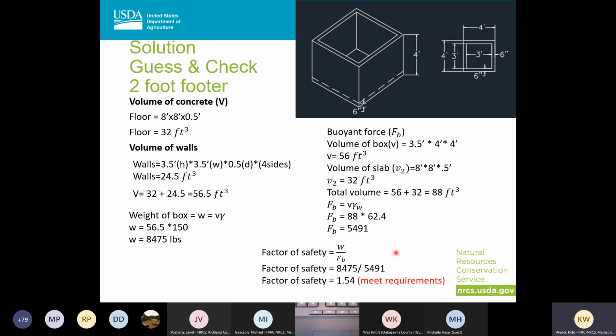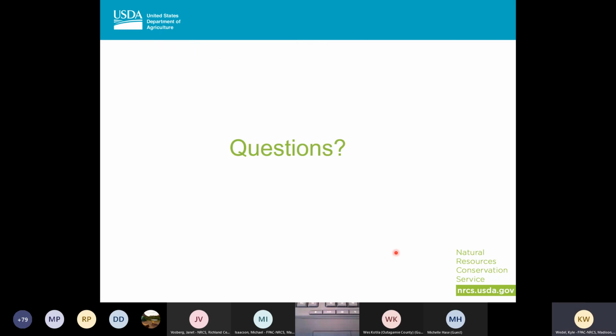So that's how you go through finding whether or not your box is going to sink, and some of the procedures you might go through if you wanted to add a footer onto this to figure that out. So any questions about that? So I've got about 10 minutes left. So if you have any questions about the buoyancy or anything that we've covered in general, that would be the time to ask.